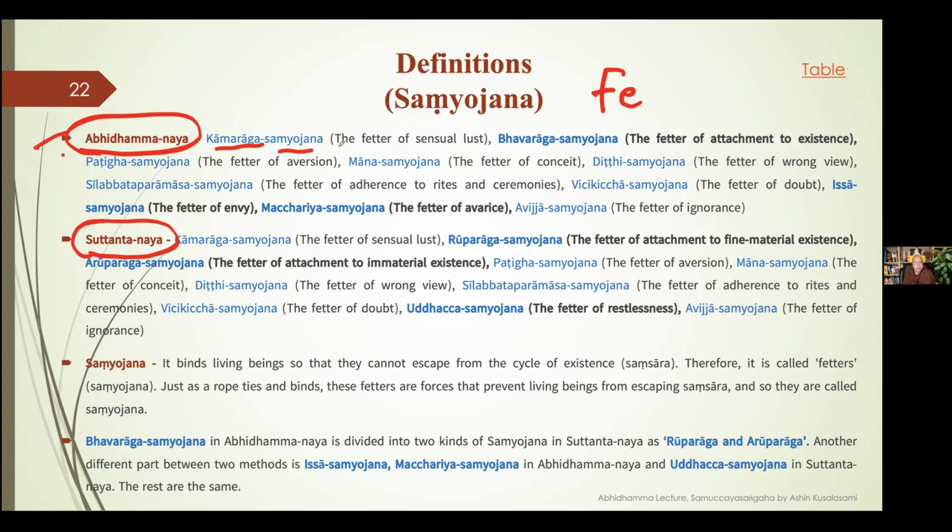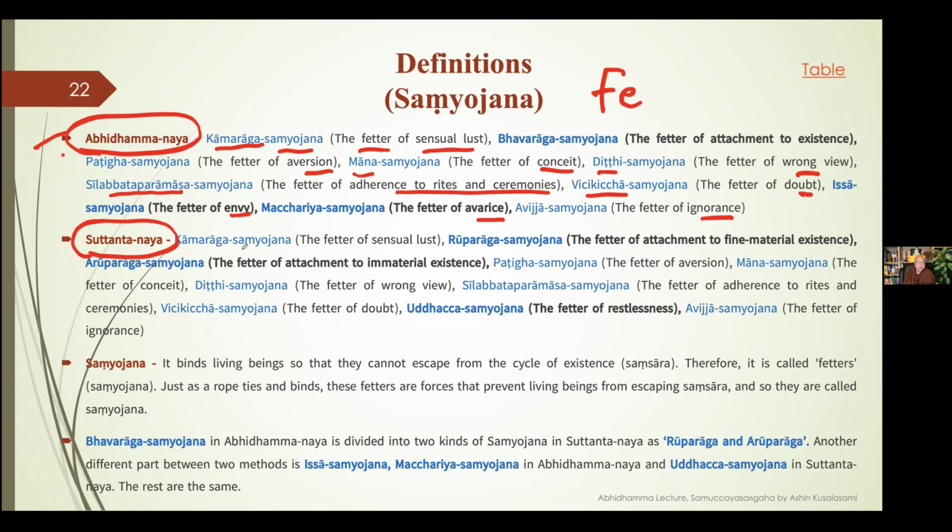So 10 kinds of Sanyojana, fetters. Kama Raga Sanyojana, the fetter of sensual lust. Bhavaraga Sanyojana, the fetter of attachment to existence. Patigha Sanyojana, aversion. Mana, conceit. Ditthi, wrong view. And Silabbata Paramasa, adherence to rites and ceremonies. And Vicikiccha, doubt. Issa, envy or jealousy. Macchariya, avarice. Avijja, ignorance. So this is Abhidhamma Naya.